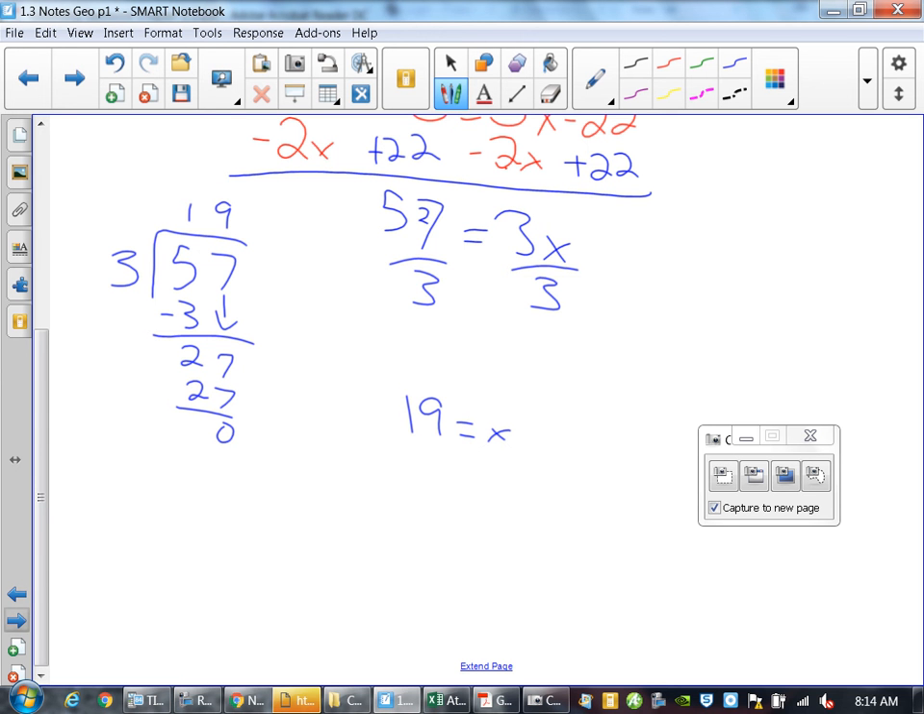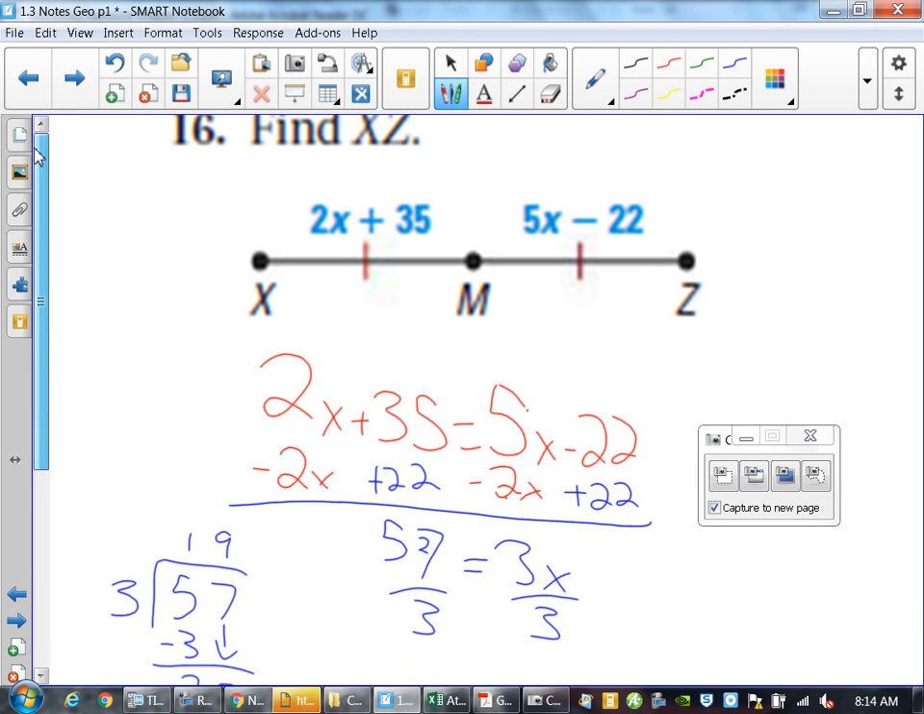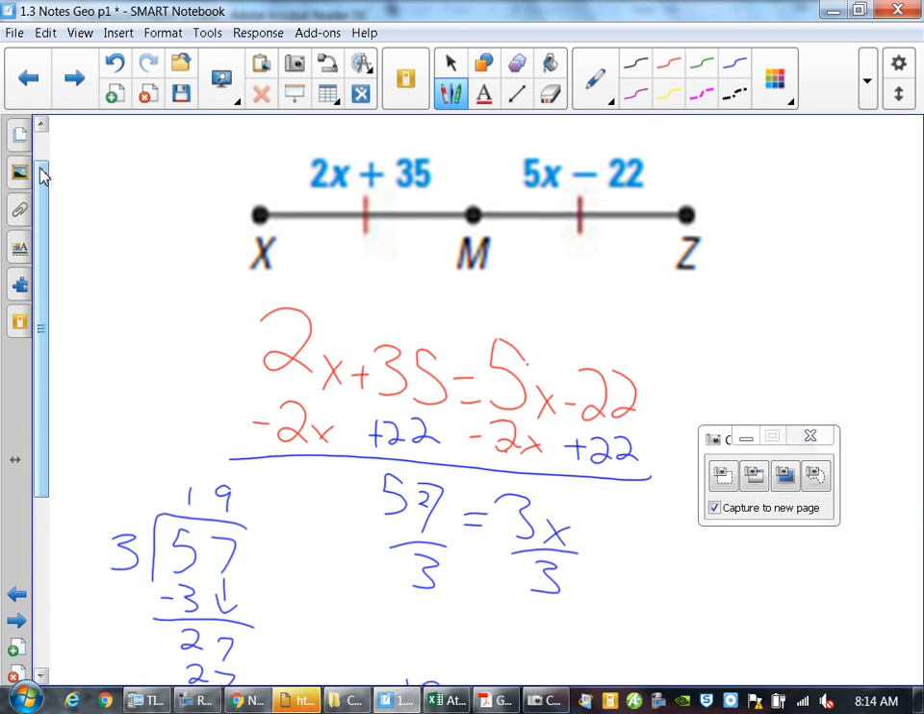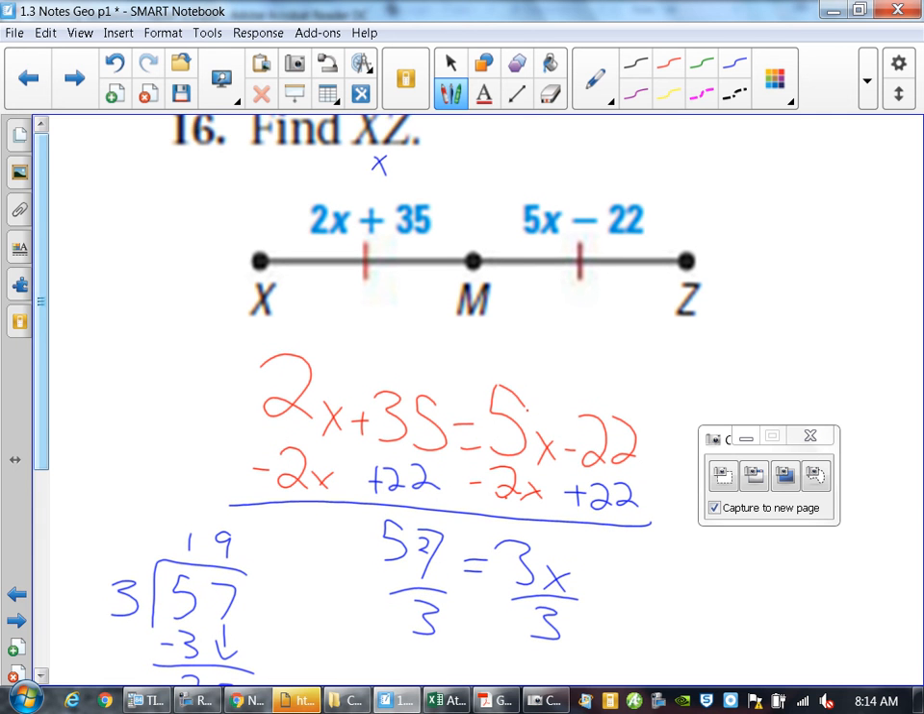We do synthetic division in Algebra 2, where you do a lot of quick shorthand adding and subtracting, so you'll see a lot of shortcuts later on. But the question was, what was XZ? So if x was 19, you have to substitute into here and into there, and then add them together.